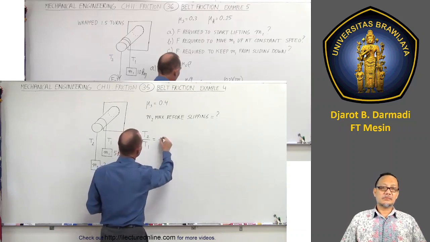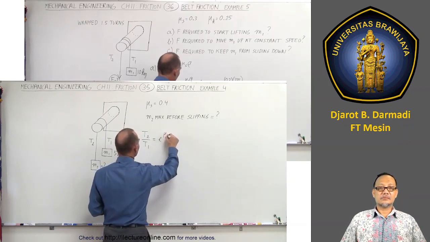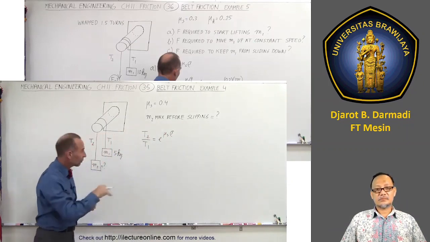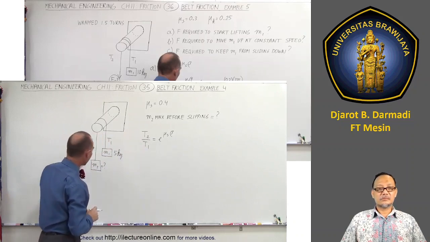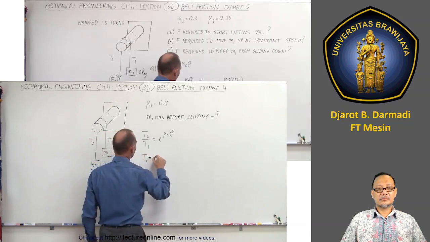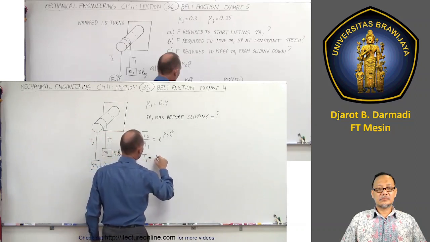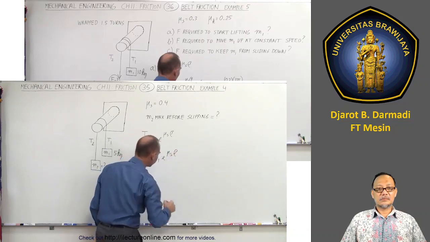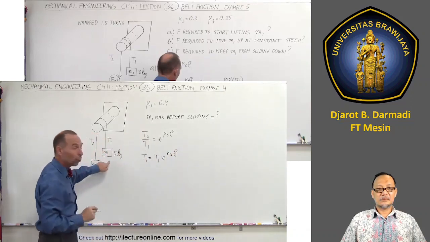Is equal to e to the coefficient of static friction times the angle of wrapping of the string around the peg. Since we're looking for T2, we can say that T2 is equal to T1 times e to the mu sub s times beta. All right, T1 is simply the weight.